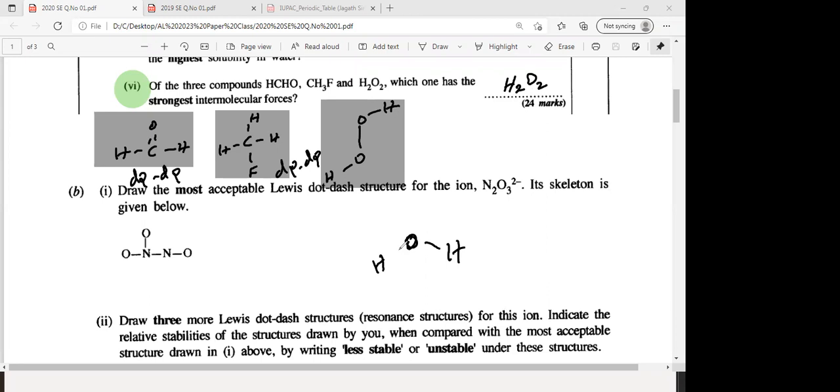The others won't be having the hydrogen bonding. If you want, you can check the electronegativity difference here. Carbon is 2.5, oxygen is 3.5, hydrogen is 2.1. What is the difference? 1.4.